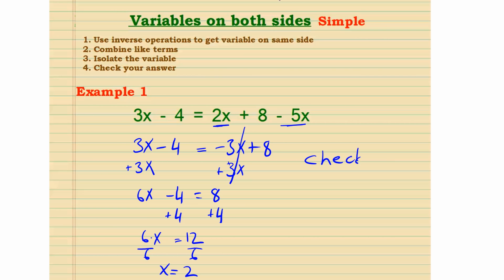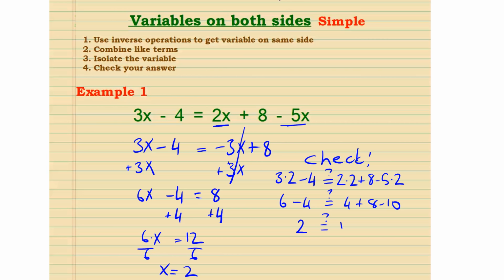Now let's do a check step. We will substitute our answer into the original equation. 3 times 2 minus 4, is it equal to 2 times 2 plus 8 minus 5 times 2? We will use order of operations in here. Multiplication before addition and subtraction. 6 minus 4, is it equal to 4 plus 8 minus 10? 6 minus 4 is 2. Is it equal to 12 minus 10? 2 is, yes, equal to 2. This shows that our answer, x is equal to 2, was the correct answer.